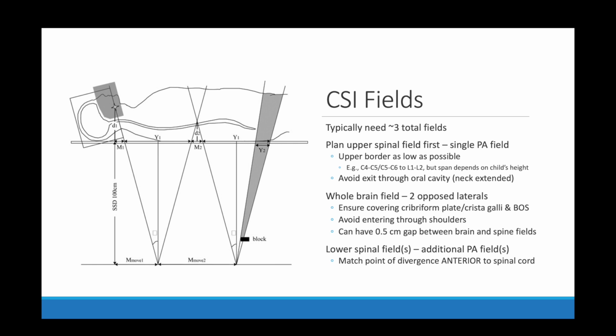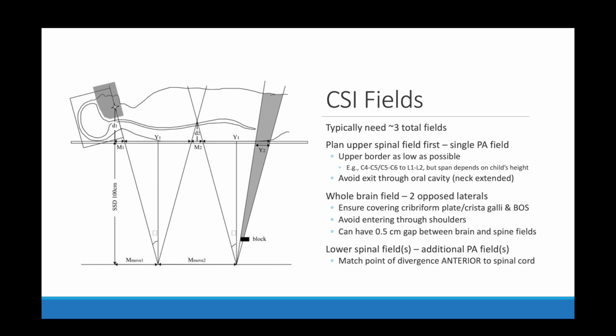Then we think about our whole brain fields, and we're thinking about giving 2 opposed laterals, right? So when we're designing our whole brain fields, we want to ensure that we're covering the entire brain. So make sure that field inferiorly covers the cribriform plate, the crista galli, as well as the base of skull. And we want to avoid entering through the patient's shoulders. It's okay for us to have about a 0.5 cm gap between the brain and spine fields.